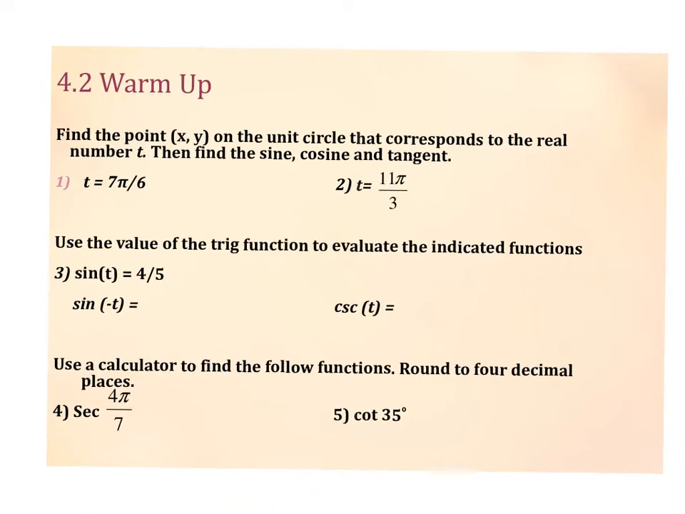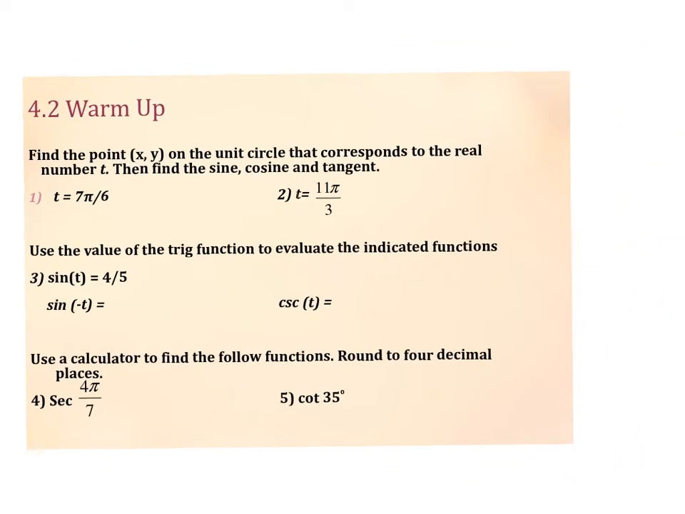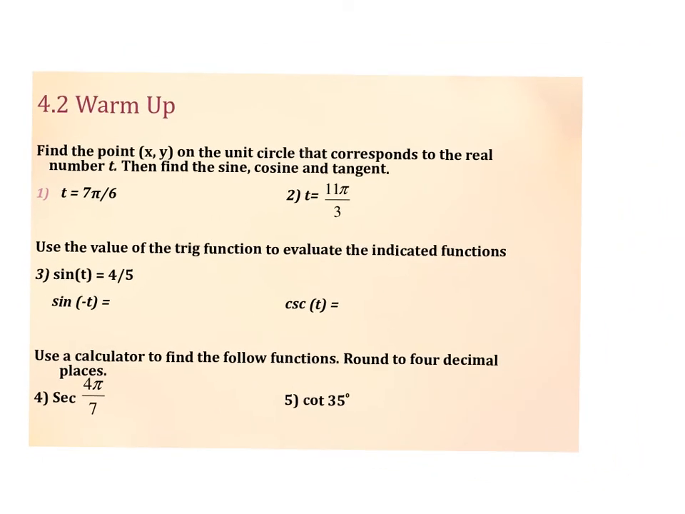So the first number one says, find the point x, y on the unit circle that corresponds to the real number t, then find the sine, cosine, and tangent. So number one says 7 pi over 6. There's two ways to look at that. One is this would be on your unit circle. So if you fill out your unit circle correctly, we know that over 6, the point values for every pi over 6 would be root 3 over 2 and 1 half.